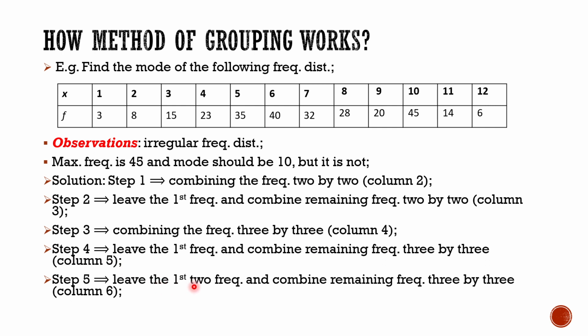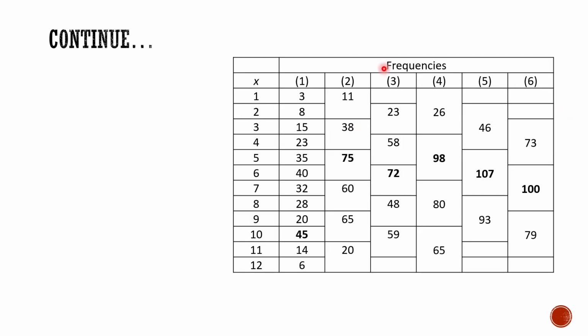Similarly, we leave the first two frequencies, meaning the corresponding frequencies of x equal to 1 and x equal to 2. We leave these two in step 5, and we start from here. So 15 plus 23 plus 35, then 40 plus 32 plus 28, and so on, and by this we get column number 6. Continuing with the same thing, once you have done that, you will get this table.